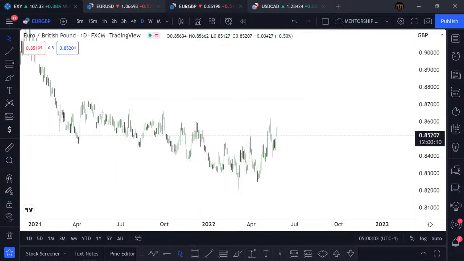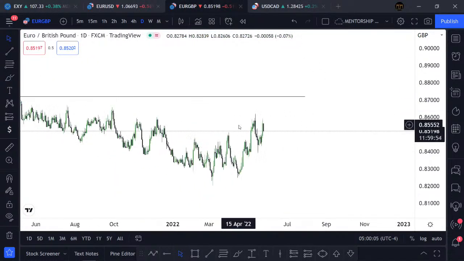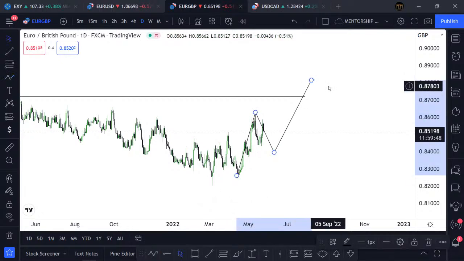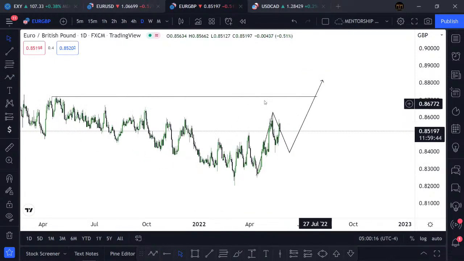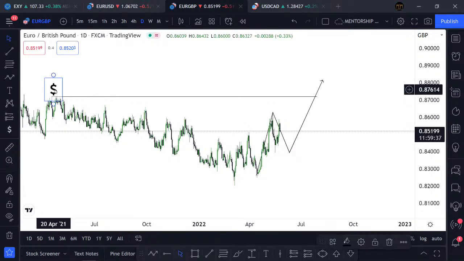Okay, so I will do something like this. So this is what I would be looking for, above these highs here, because we have a lot of liquidity. There is a lot of liquidity there.